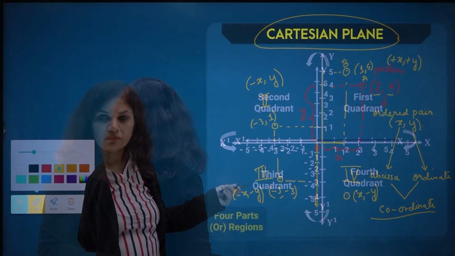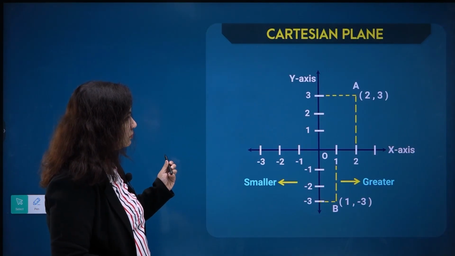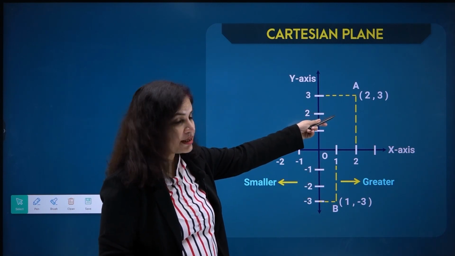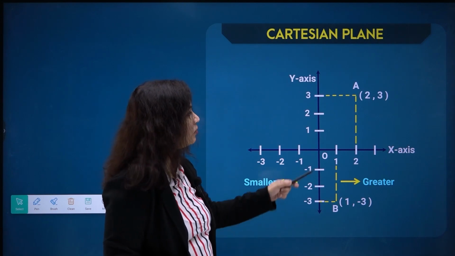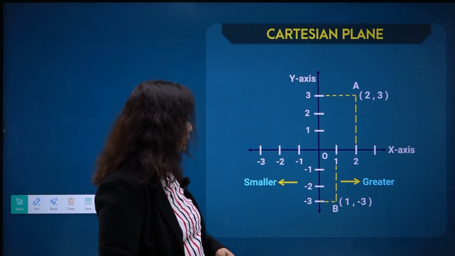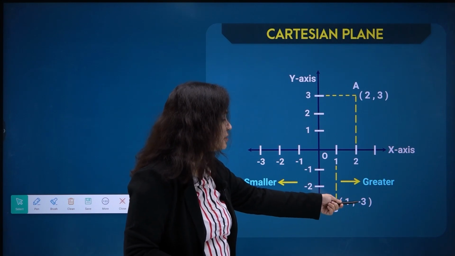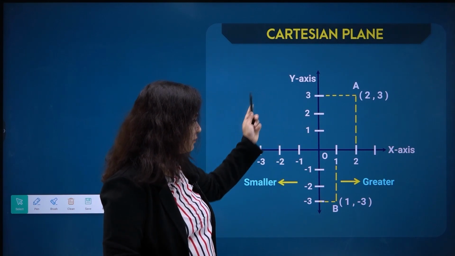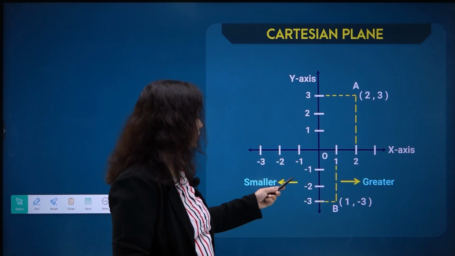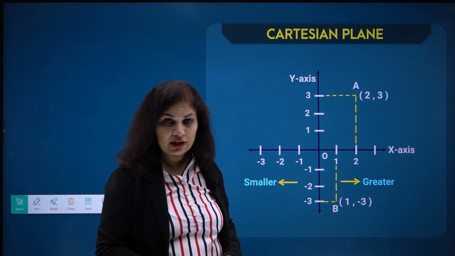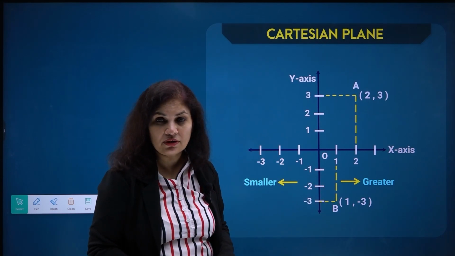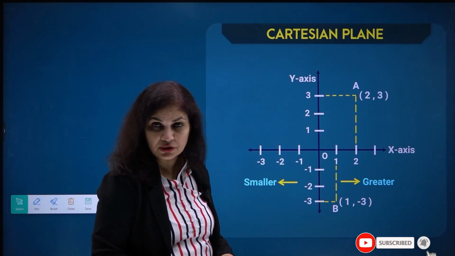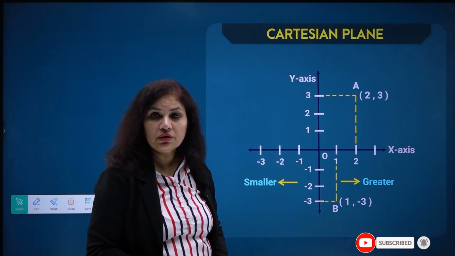Moving forward, the 4 quadrants, as I have already told you. Here, as I can see, the value of x and y, the abscissa and ordinate, both are positive in the first quadrant, and x is positive and y is negative in the fourth quadrant. And if I move along the horizontal number line, as we move to the right, we move to a greater value, and as we move to the left, we move to a smaller value. Similarly, for the vertical number line, as we move up, we are moving to a greater value, and as we move down, we are moving to a lesser value.